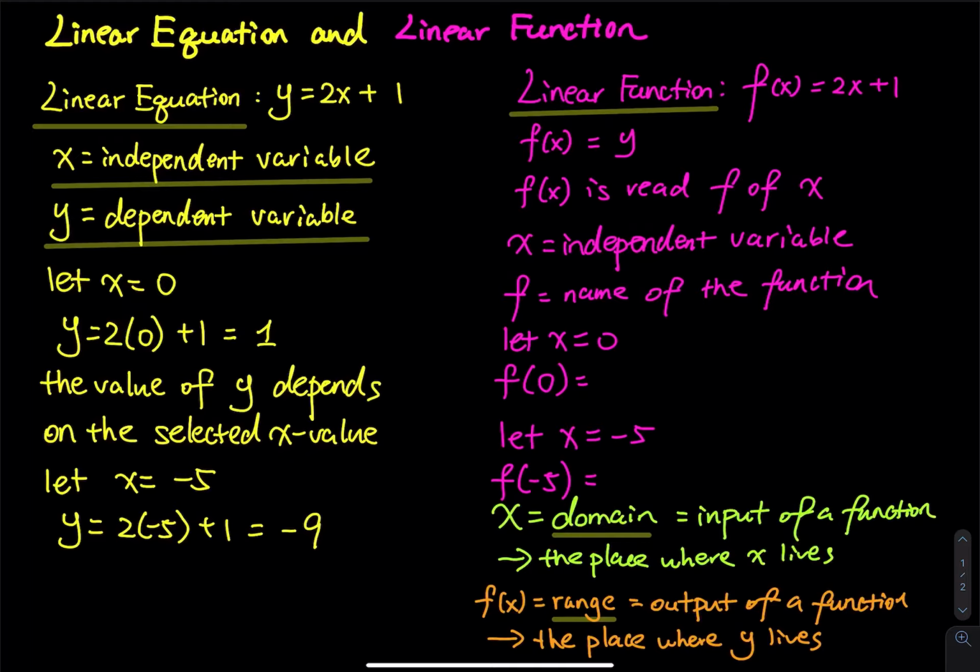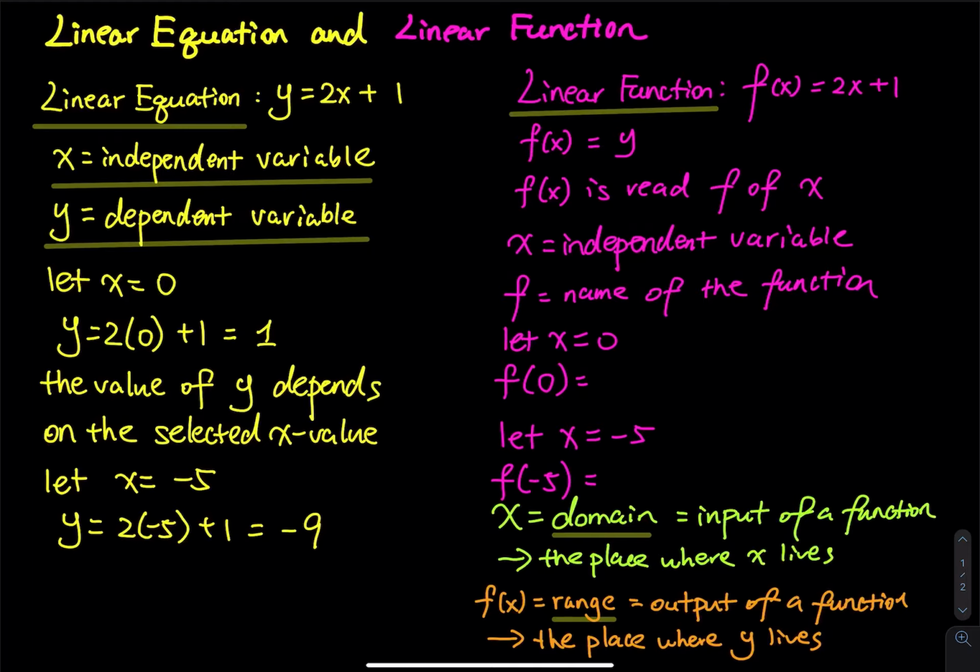The x, we call that an independent variable. The y, we call it a dependent variable, y. So let's say x is equal to 0. So you plug in 0 to x, then you have 2 times 0 plus 1. 0 plus 1 is equal to 1. So y is equal to 1. We say y is a dependent variable because the value of y depends on the selected x value.